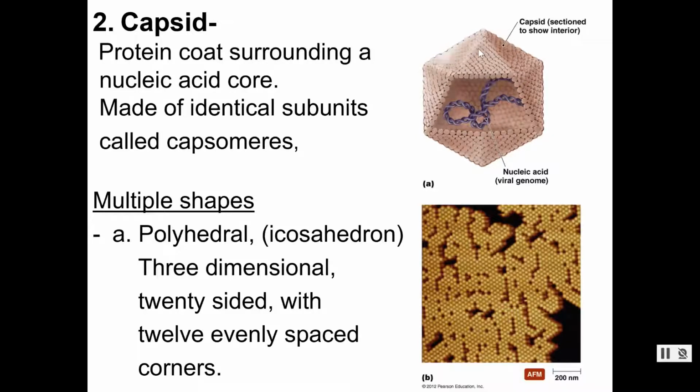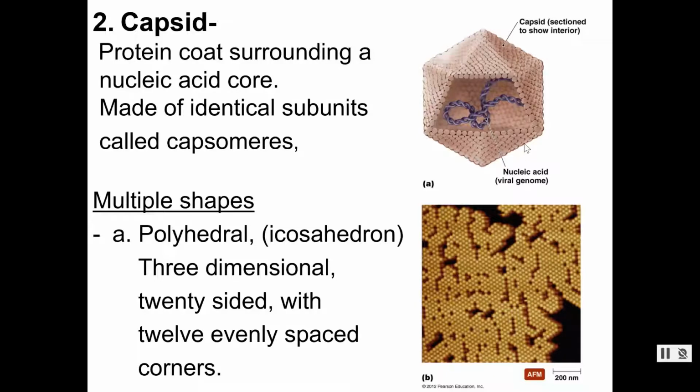So what's it made up of? I've already said it's made up of proteins. These proteins are referred to as capsomeres. They're the exact same protein. They fit together to make a shape surrounding it. So a capsid is the structure made up of individual capsomere proteins that protect the nucleic acid.